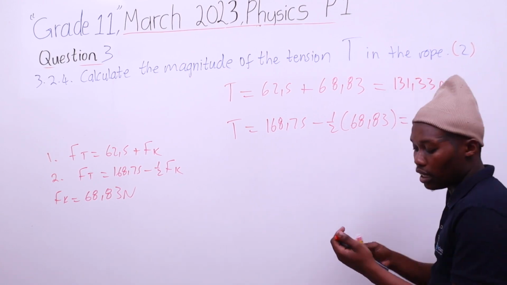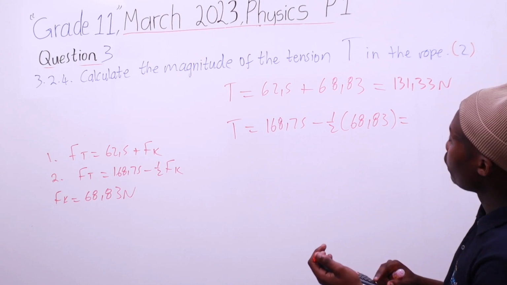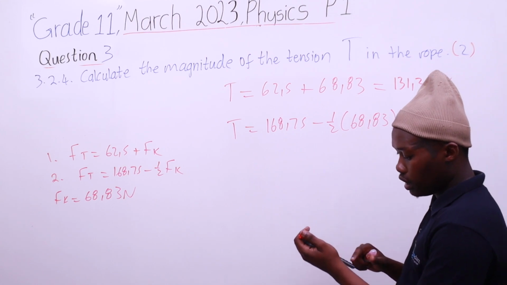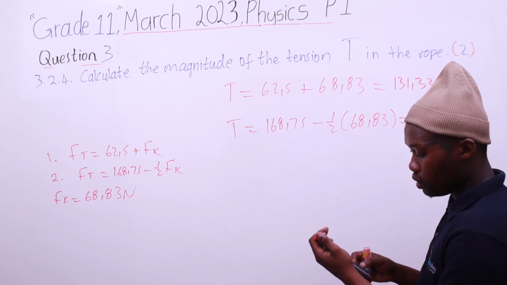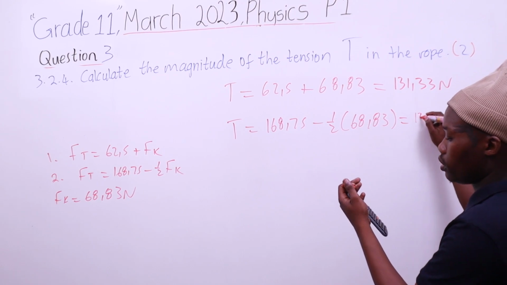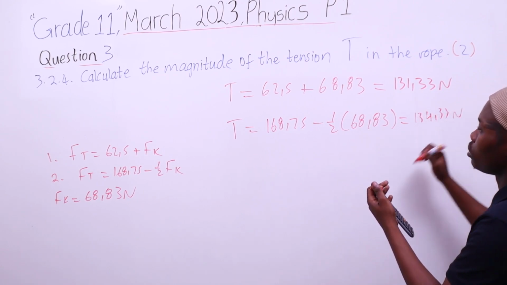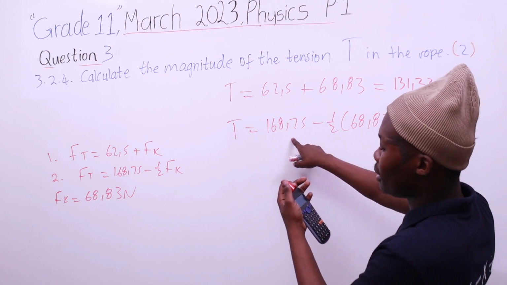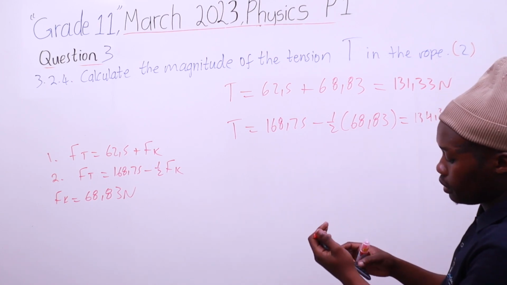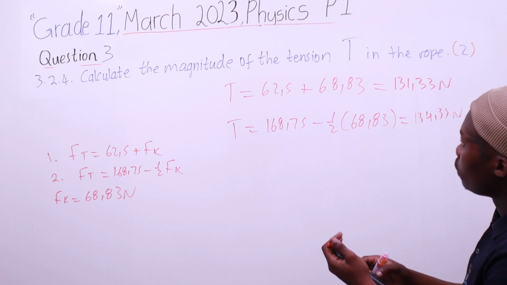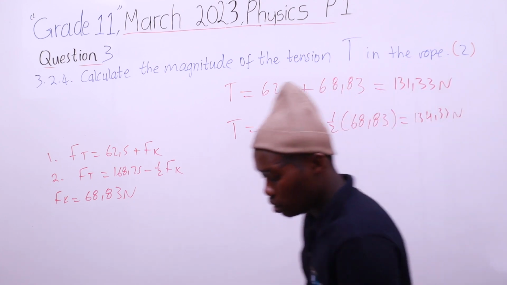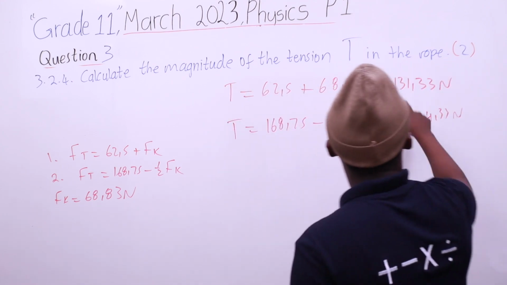131,33 newtons. Let's see now, so let's find 168,75 minus 1 over 2 of 68,83. Sithola 134,33 newtons. 168,75 minus 1 over 2 of 68,83. Yes, and then we'll have this test 62,5 plus 68,83, 131,33. Yeah, so the only difference lana 131 got 134.